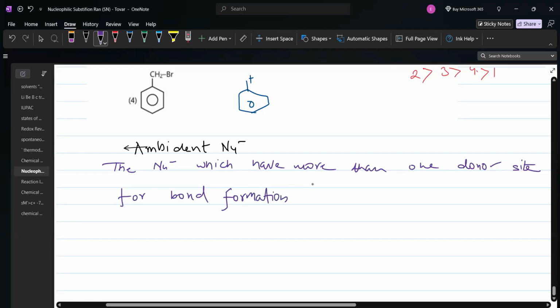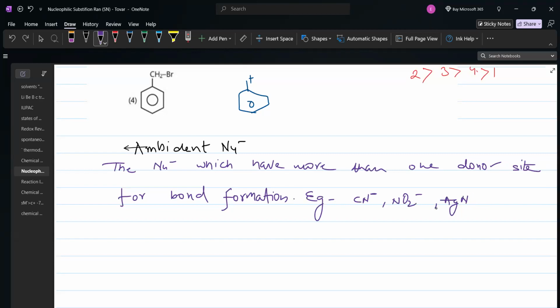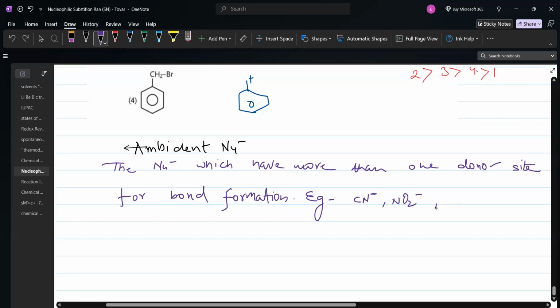The nucleophile which have more than one donor site for bond formation. With an example, it will be understandable, like CN minus, NO2 minus. We are doing the mechanism also, so that it will be clearer to you. So see what is happening here.